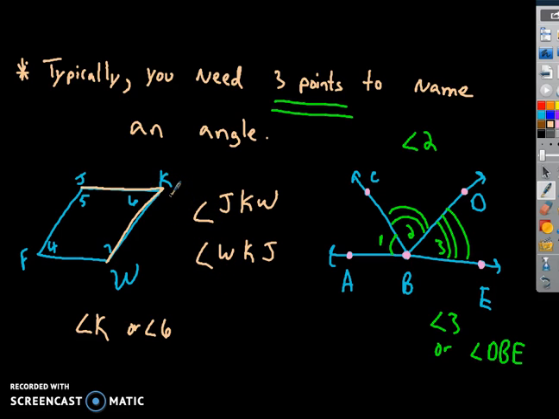But we could have used 1 letter here, and the reason why is it's not ambiguous. Ambiguous being capable of being understood in more than one way. K is clearly the only angle there, so you can call it K if you want.